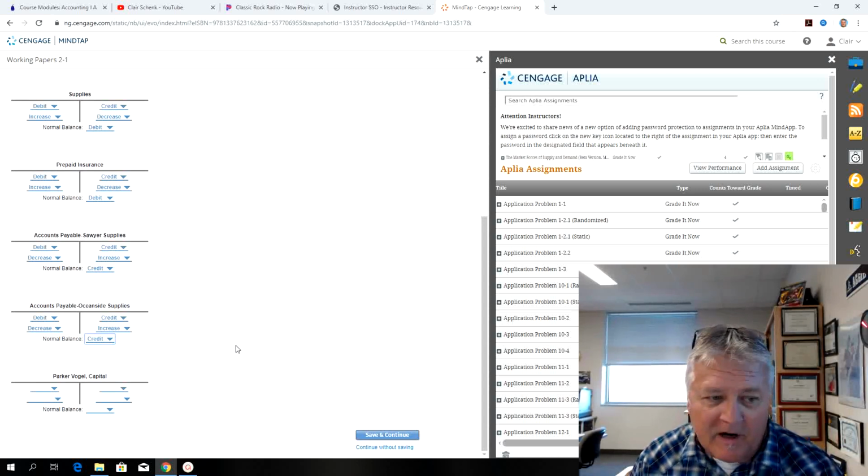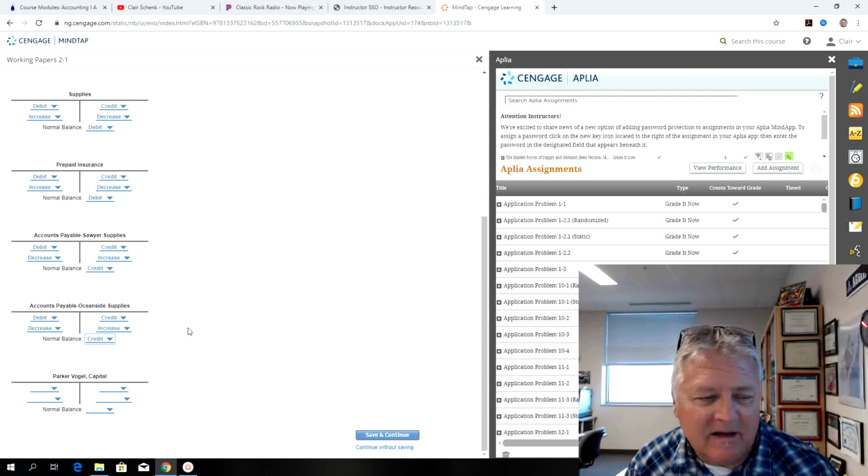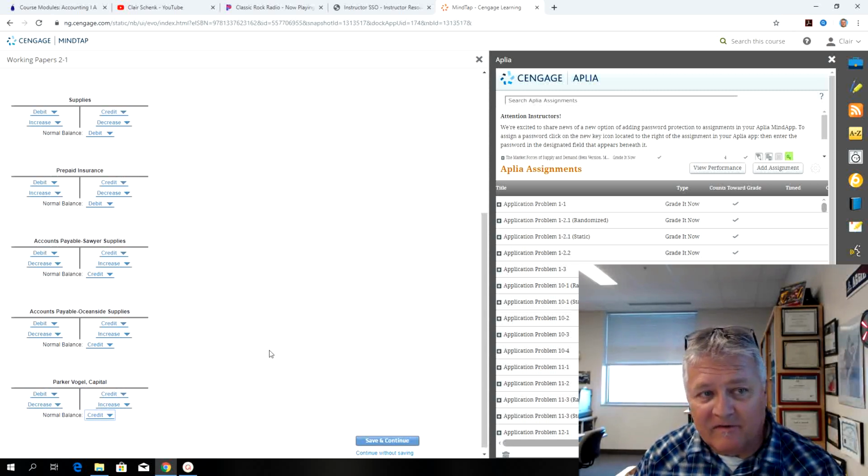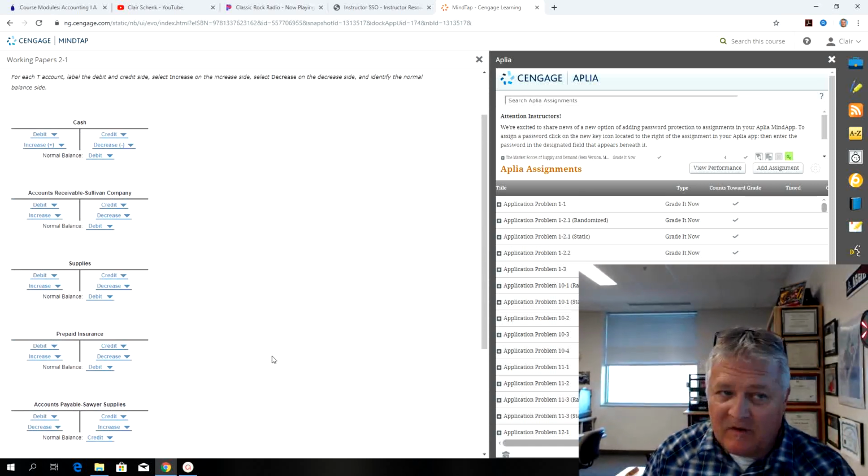Okay. Parker Capital, Vogel, I guess is how you say it. This is an owner's equity account. Debits are still on the left, credits are on the right. That will not change. So to increase we would credit, to decrease we would debit, and the normal balance is a credit. And so that's kind of it. You'll learn this once you know the classifications.